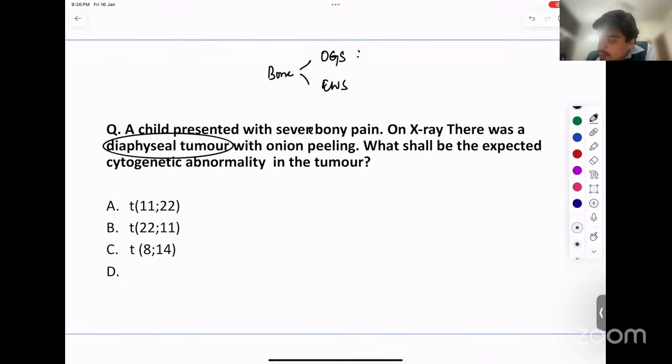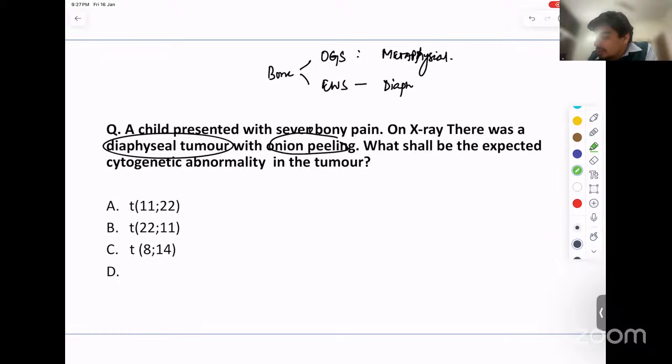Now, osteogenic sarcoma is a metaphyseal tumor. You will see it at the metaphysis, while Ewing sarcoma is a diaphyseal tumor. So even with this information, you should know it's Ewing sarcoma. They had also given onion peeling. Onion peeling is characteristically seen on X-ray of Ewing sarcoma. So onion peeling and a diaphyseal tumor confirm this is Ewing sarcoma. What is the expected cytogenetic abnormality?